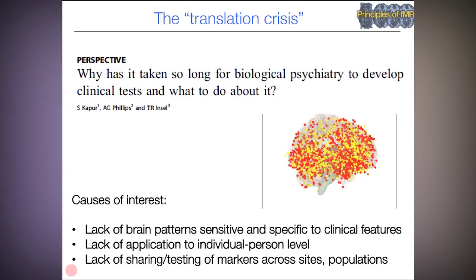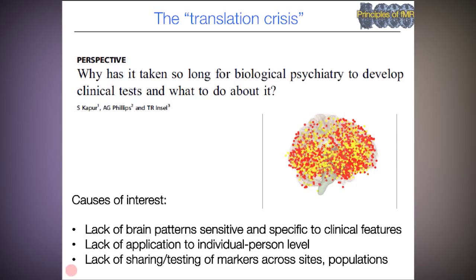So some of the causes of our translation crisis are the lack of brain patterns that are sensitive and specific to clinical features or particular clinical outcomes, lack of application to the individual person level, and finally, when we develop these brain maps, we don't usually share them across sites and test how they work in new studies, new samples, new populations. So that's another critical piece.